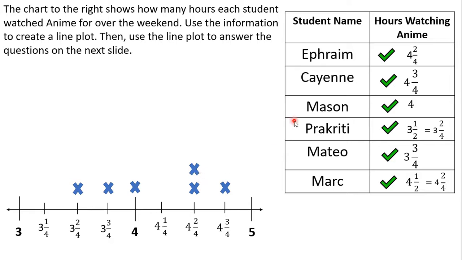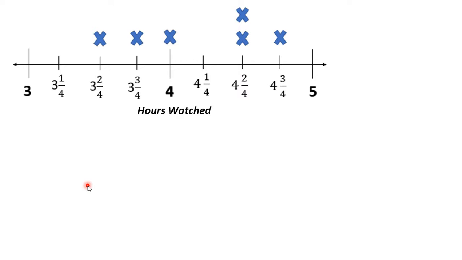I can see that I've put an X on my line plot to represent each person or each student. There are 6 students and there are 6 X's because each X represents how long each student watched anime for. Now let's use this line plot to answer some questions. So this is the same line plot that we just created on the previous slide.